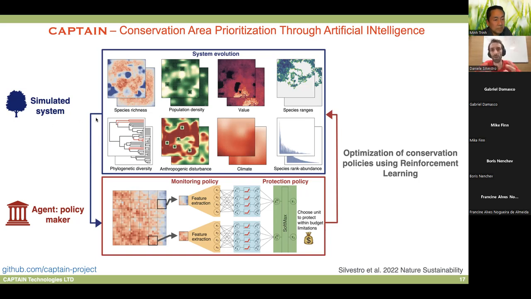This system, this environment, is being monitored through a monitoring policy that extracts information from the system. This will include species richness, population sizes, species ranges, so geographic ranges, but also genetic diversity and other variables. So this system is being monitored and translated into a protection policy. The agent here is essentially the policymaker, who with a limited budget will have to play the game in the best possible way by placing protected areas in this wider region towards meeting a target. And the target can be, for example, to protect the highest number of species.